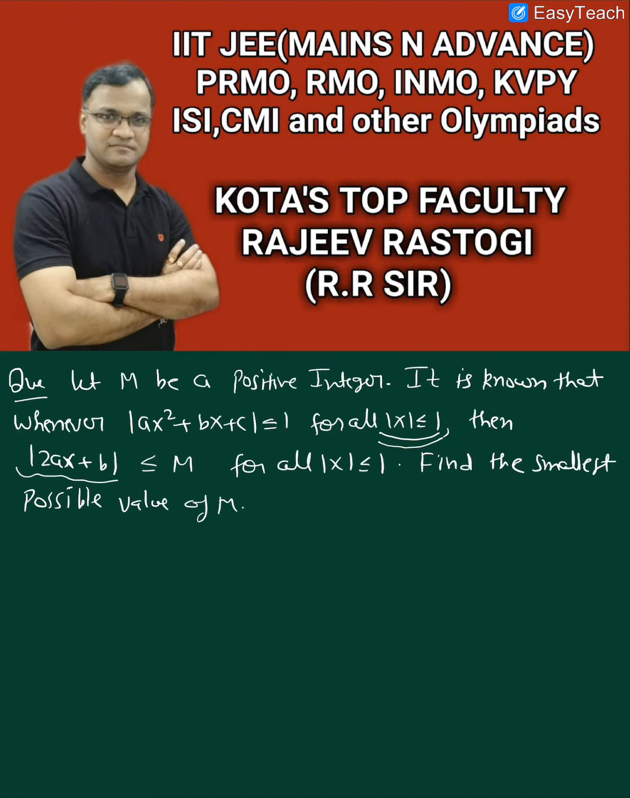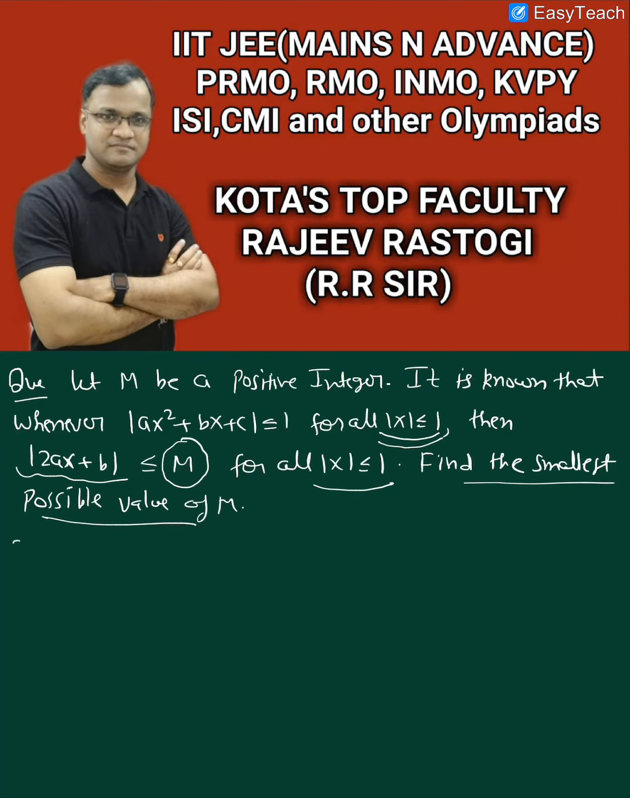Obviously m is the least upper bound because here we are given m is the upper bound and we have to find out the smallest possible value of m. Means we can say that the maximum value of mod of 2ax plus b, or we can say that the least upper bound of the function mod 2ax plus b over the given interval.